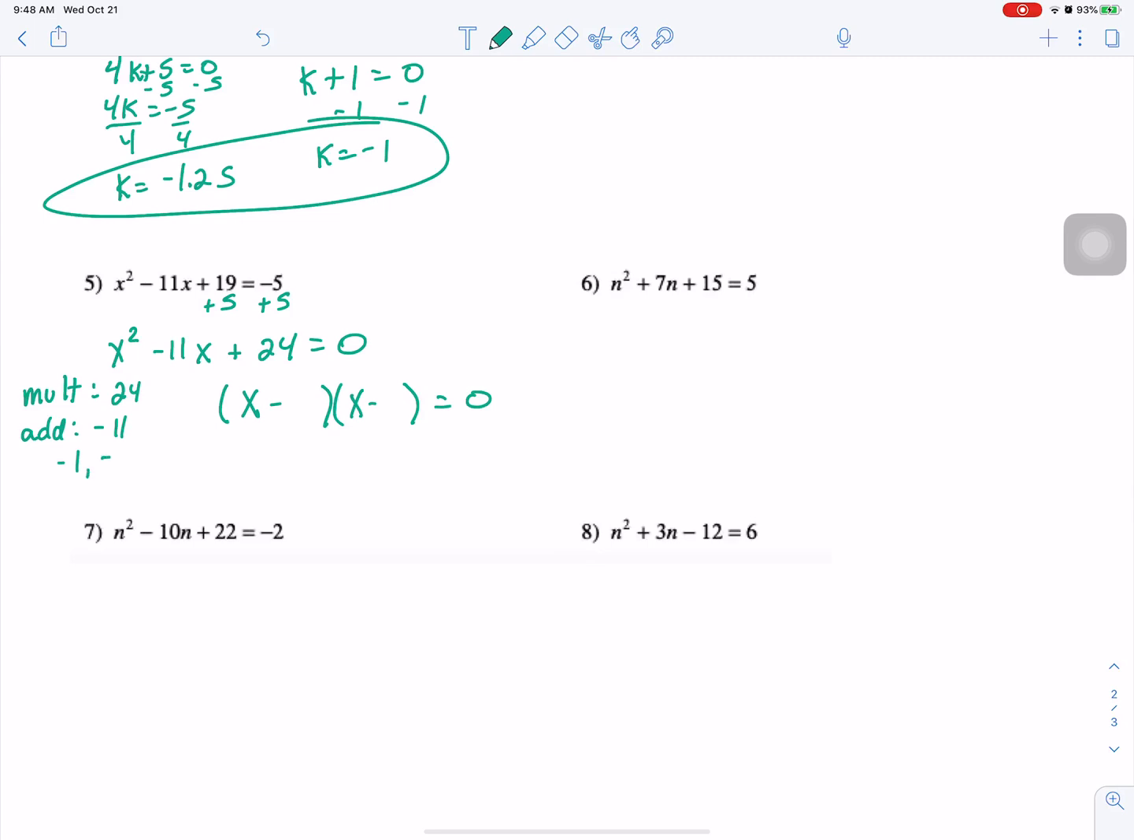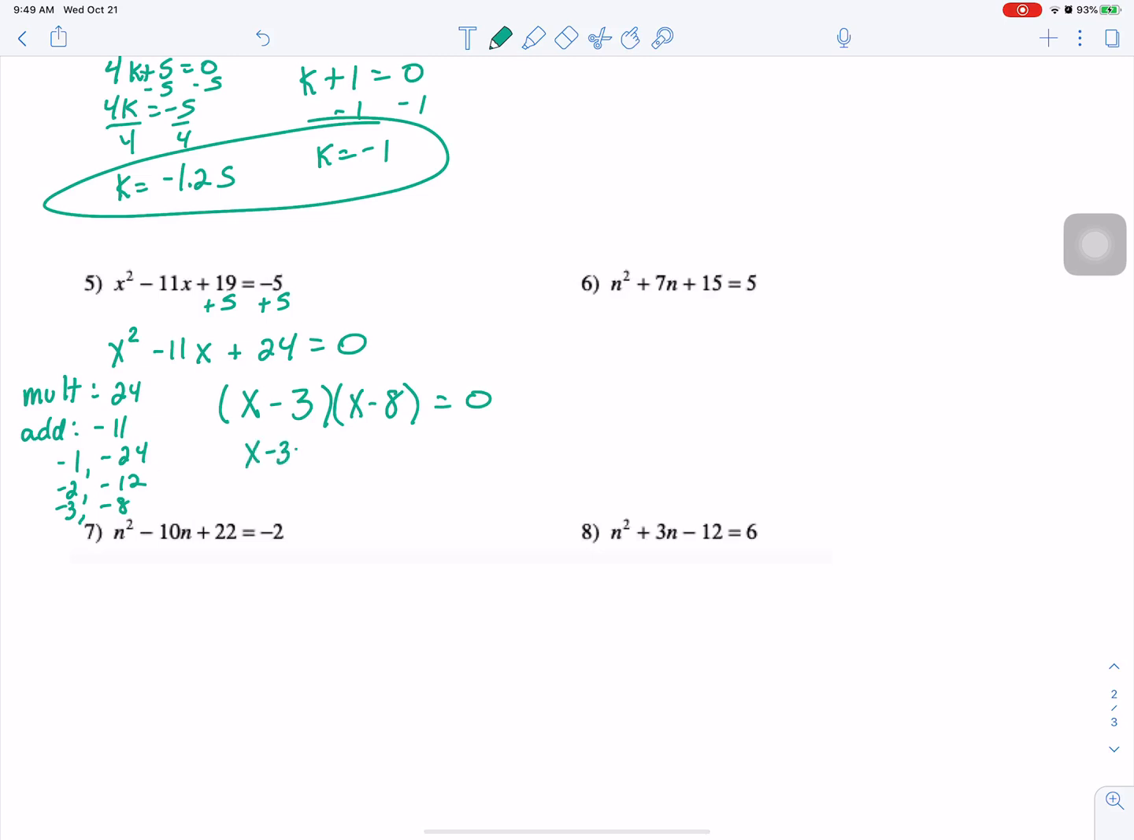So I could have negative 1 and negative 24, but that doesn't add up to negative 11. Negative 2 and negative 12, again, it doesn't add to negative 11. Negative 3 and negative 8, that adds to negative 11. So if you don't need to come up with a list, you don't have to, but that list can be really helpful. Otherwise, this is now factored, but now I need to solve them.